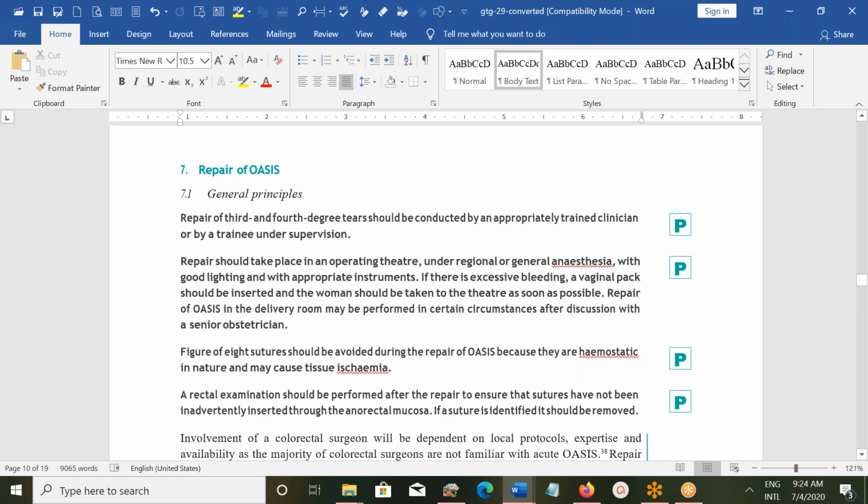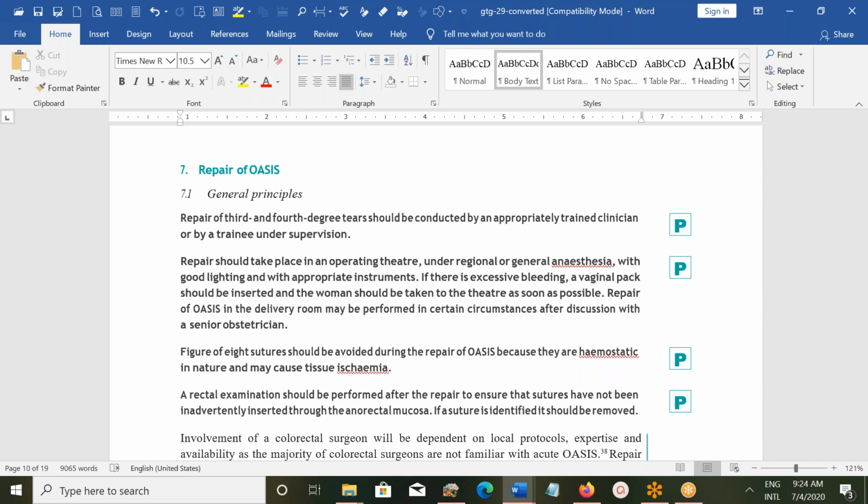There are certain principles of repair of OASIS. Repair of the third and the fourth degree tear should be conducted by an appropriately trained clinician or by a trainee under supervision. So at least a senior registrar should be there, and much better, if there is a third or fourth degree tear, you need to call the consultant. It should take place in an operating theater, under general anesthesia, with good lighting and appropriate instruments.